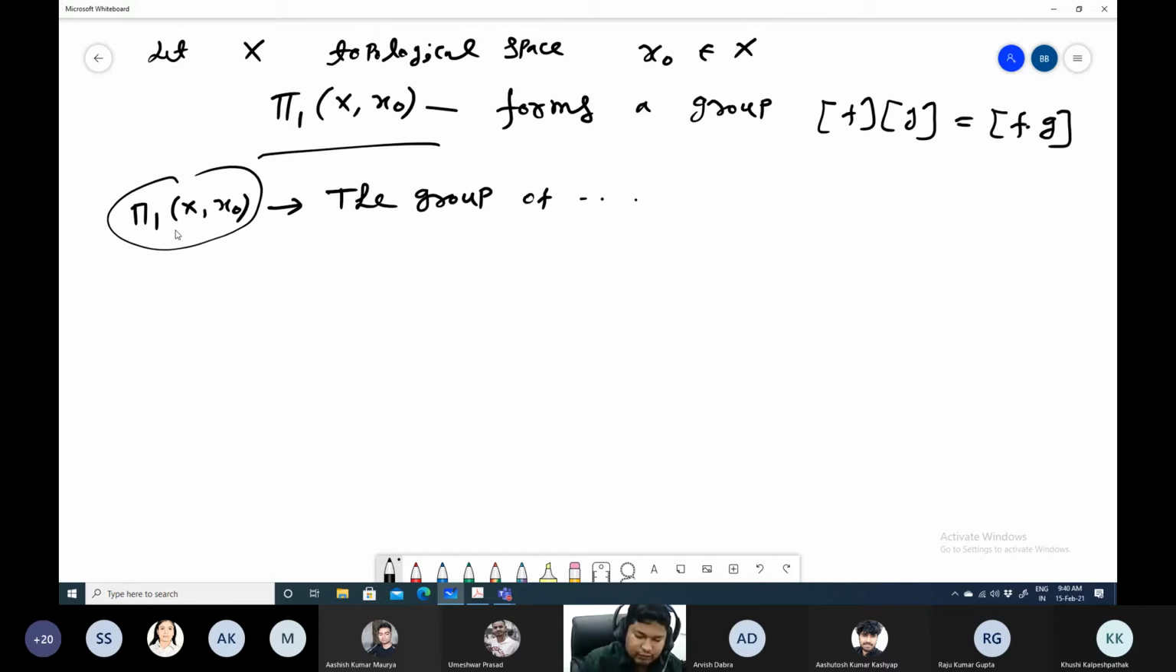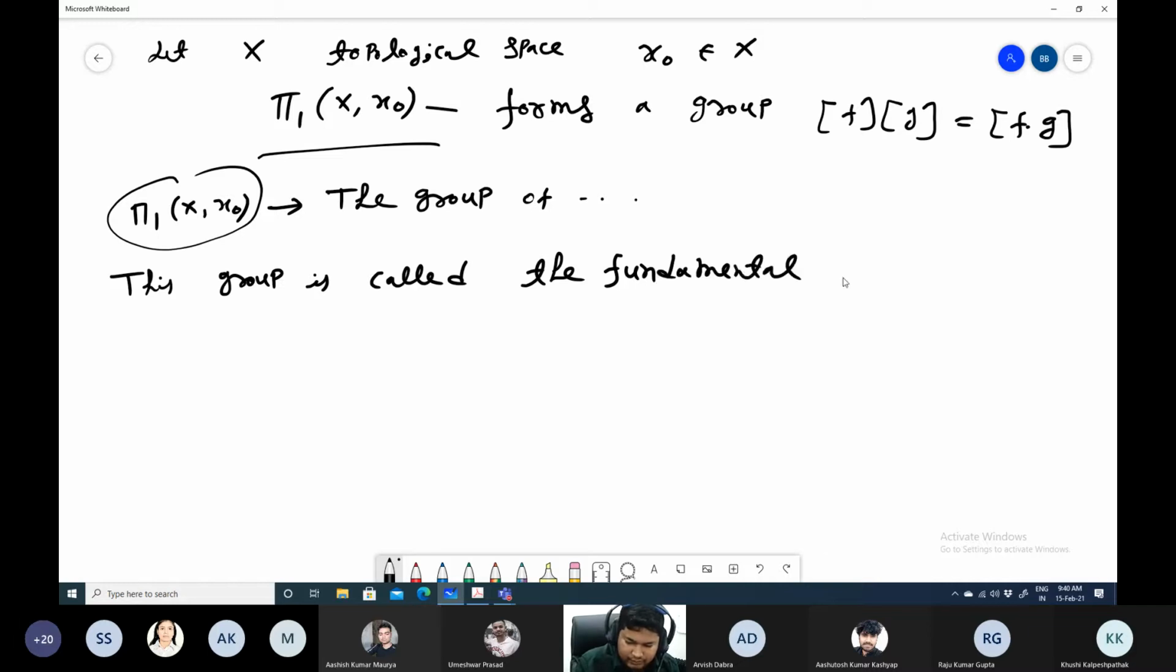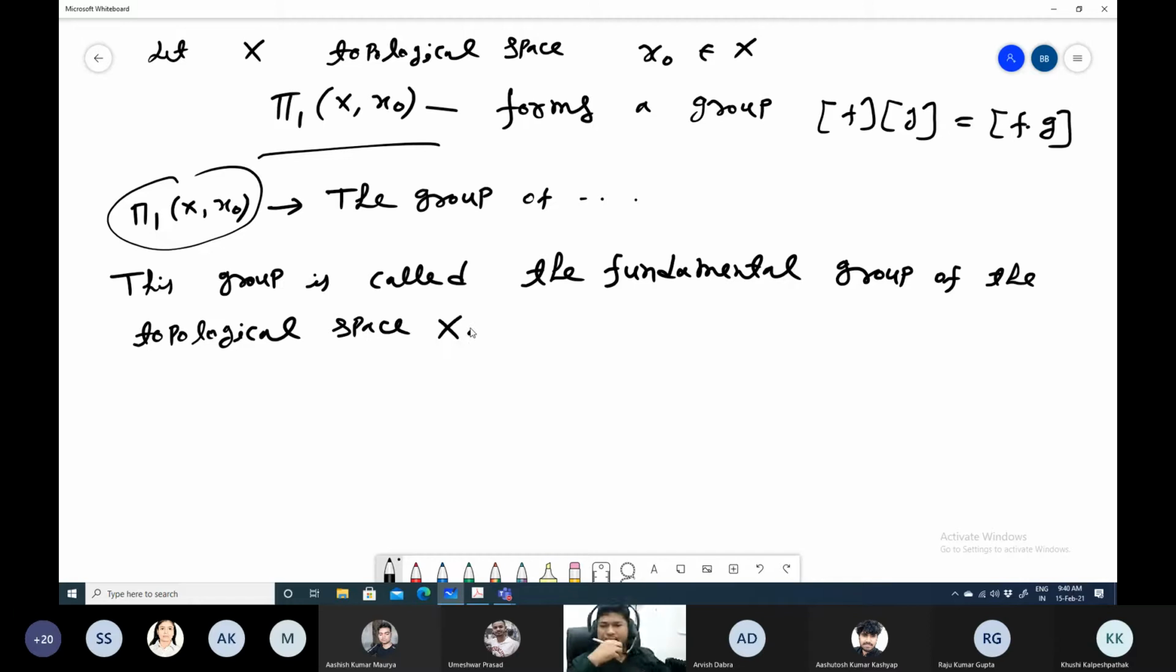Now since this is a group, it has a special name. This group is called the fundamental group of the topological space X.